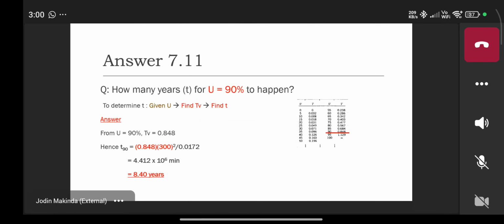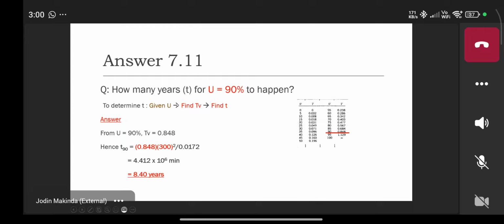Let's try one example. How many years does it take for U 90% to happen? So what do we have? You are given U 90%. You have to find T, time. So what can you do?